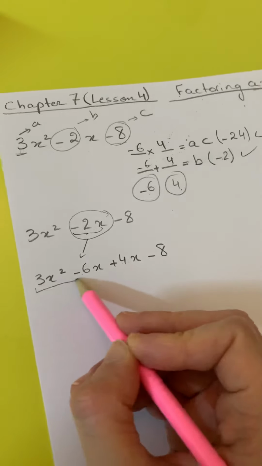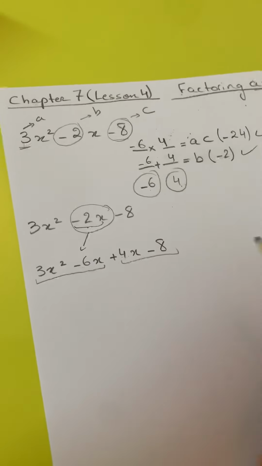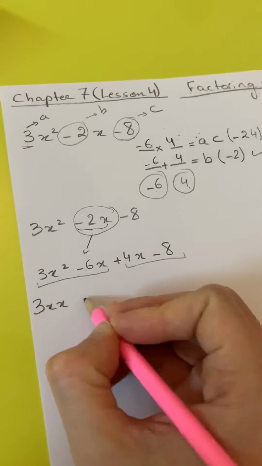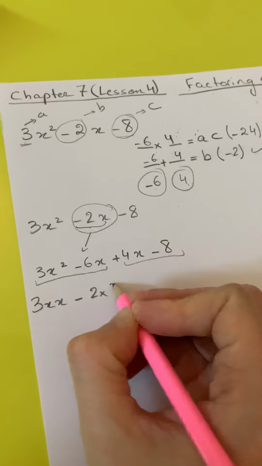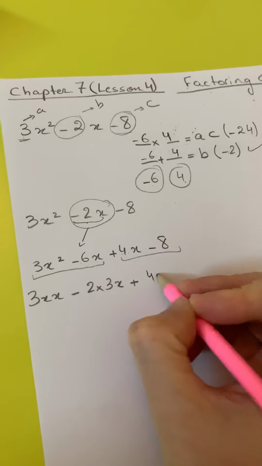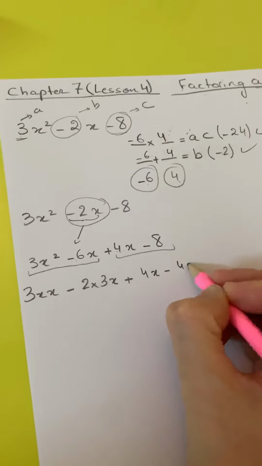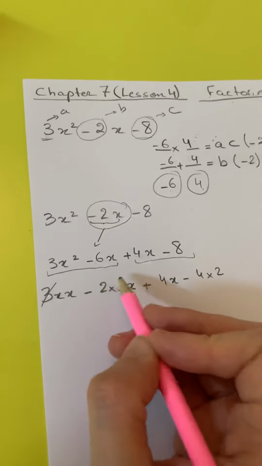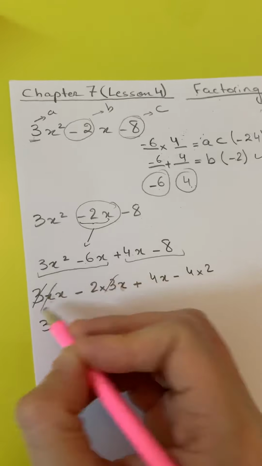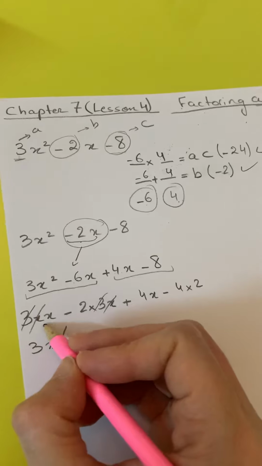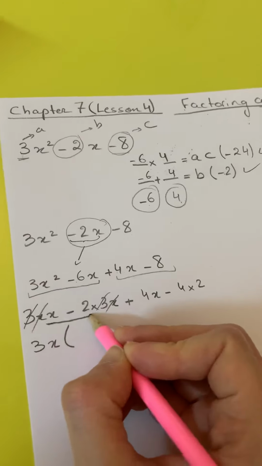Now let's factor this by GCF. This is 3x times x minus 2, plus 4x minus 8, which is 4 times x minus 2. The common factor here is 3x, and what is left is x minus 2.